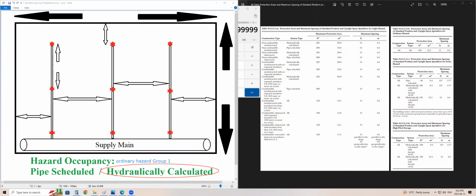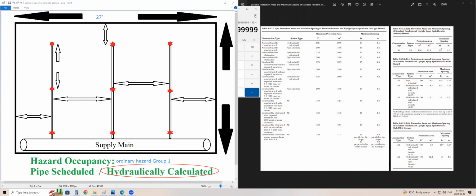All right, so now that's that. I'm going to give a dimension up here. Let's go with 27 feet. Sure, let's go with 27 all the way across. Who cares about this one? I don't really give a hoot. Let's say we're going to stick with the same dimension. So ordinary hazard group 1.